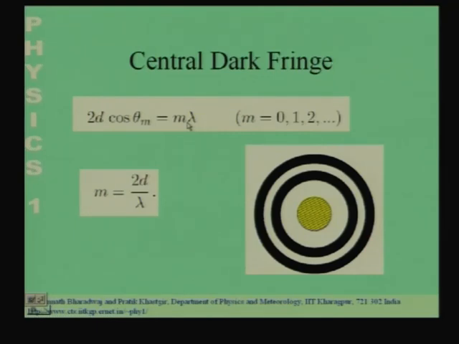So, what we see over here is that in the Michelson interferometer, you will get a circular fringe pattern. Then we ask the question, what is the condition that should be satisfied if you want a dark fringe at the center of the field of view? The two arm lengths should be adjusted in such a way that twice the difference in the arm length, twice d, should be an integer multiple of lambda.